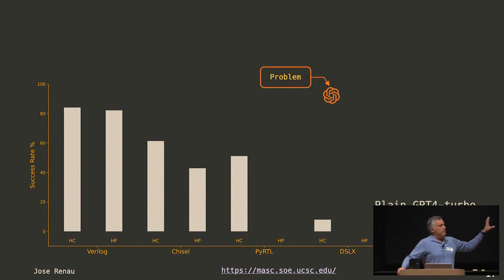This set of tests was mostly based on HDLBits, which is a very simple website for teaching how to program Verilog. We converted it to be generic to any programming language. So it tells you, do a shift left and pick bit number 3. Those kinds of simple examples. Verilog has a high success rate, Chisel is decent, but if you try something like DSLX, it doesn't work.